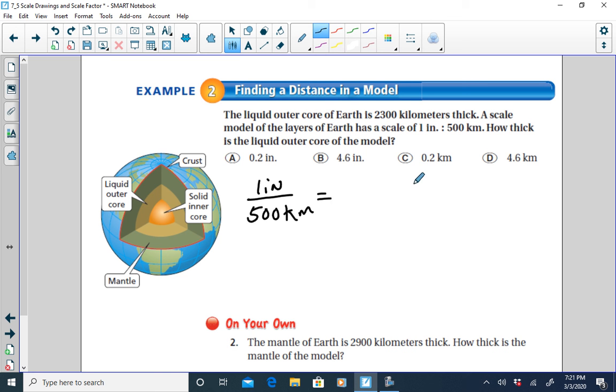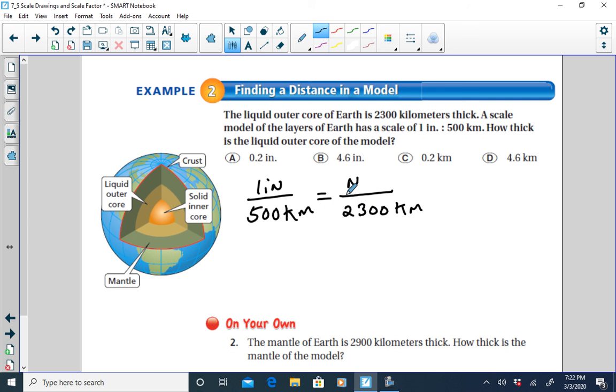And we're looking for the liquid outer core. We want to know how thick it is in the model. So that's going to be in the numerator. The model is in the numerator, the actual amounts are in the denominator. So that's 2,300, and those are kilometers.